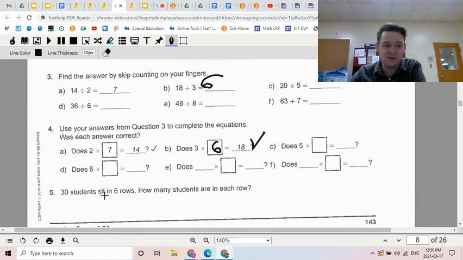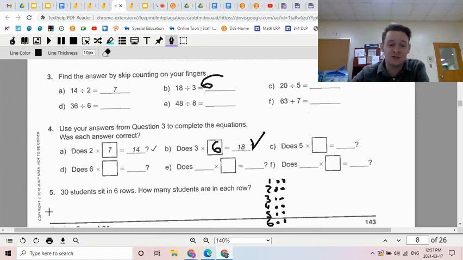And then finally, if 30 students sit in 6 rows, how many students are in each row? You might want to draw a model for this one. You've got row 1, row 2, row 3, row 4, row 5, and row 6. And if you're going to divide 30 students, 1, 2, 3, 4, 5, 6, 7, 8, 9, 10, 11, 12. You may want to continue this model to help you solve the question, or you may have a different strategy for doing this. Okay. Good luck on your work today.